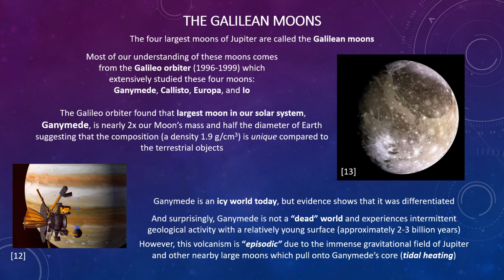And surprisingly, it is not a dead world, but experiences intermittent geological activity because it has a relatively young surface, which is approximately 2 to 3 billion years old from those crater countings. However, the volcanism on Ganymede is episodic due to the immense gravitational field of Jupiter that Ganymede resides in. And there's other nearby large moons that pull on Ganymede's core, and so that gives it some tidal heating as its core is pulled in different directions from gravitational forces.